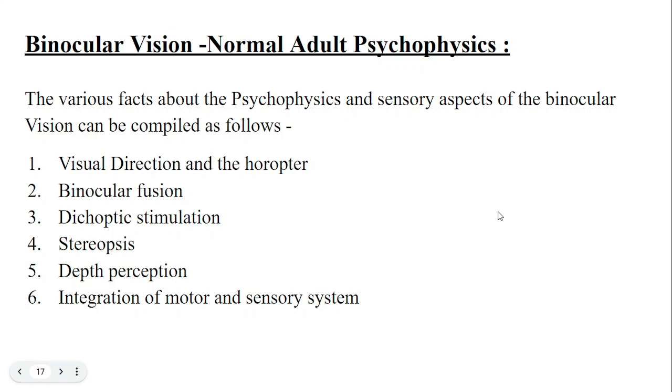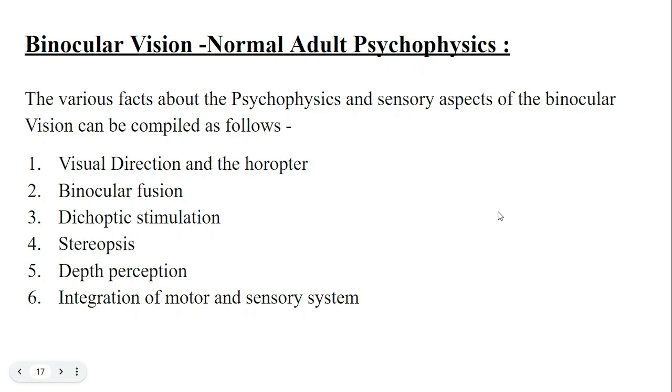Binocular fusion. Binocular fusion is the process by which the brain combines the slightly different images from each eye into a single three-dimensional image. This process relies on the overlap of the visual fields of the two eyes as well as correspondence of the images from each eye. Dichoptic stimulation.